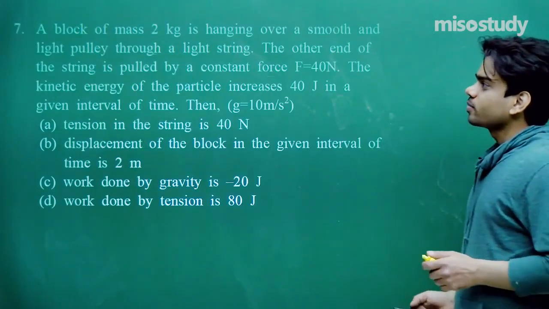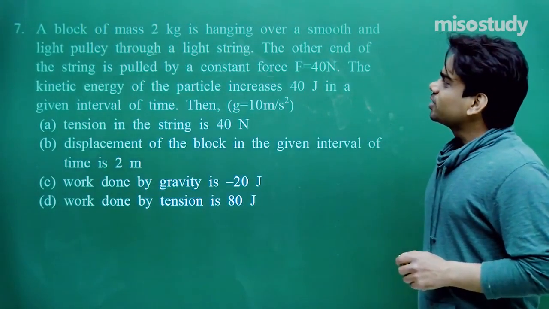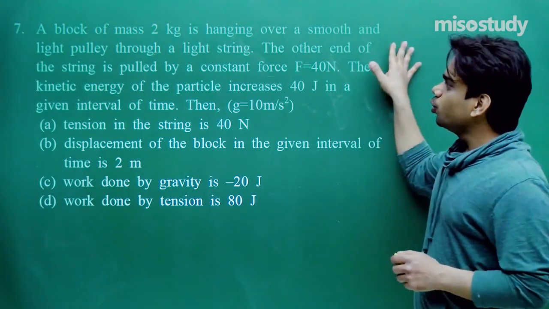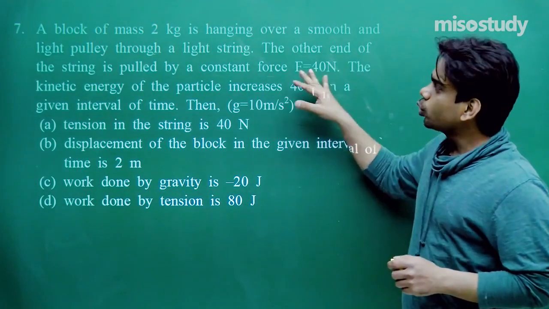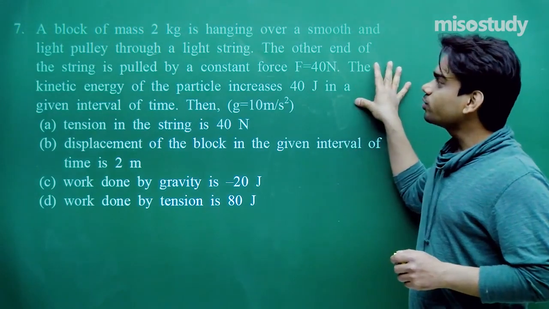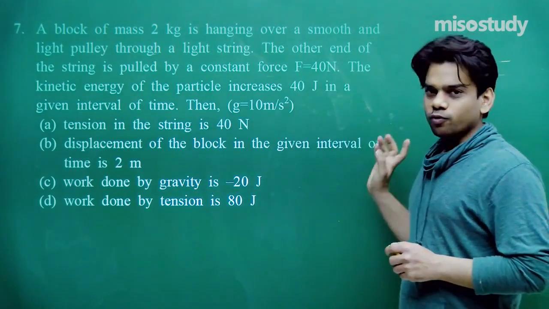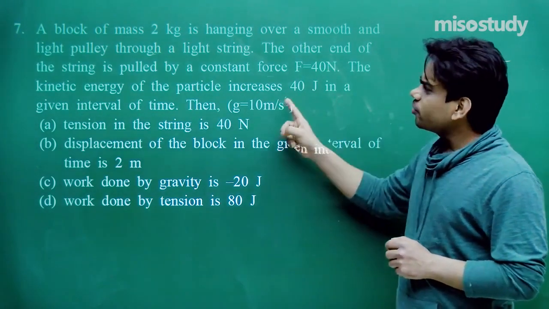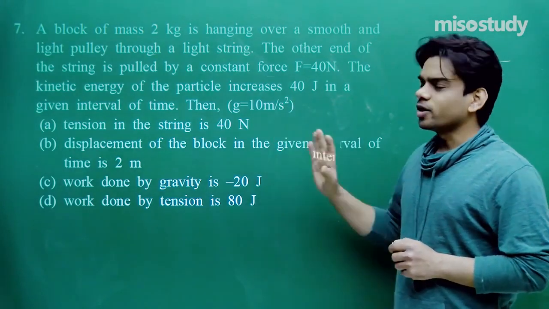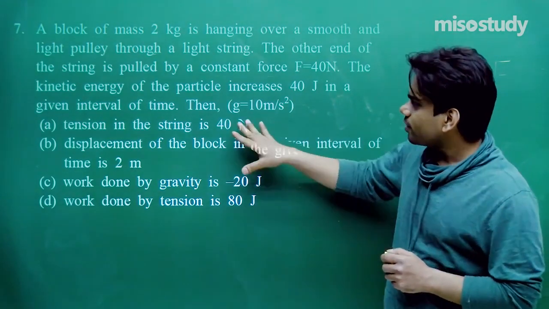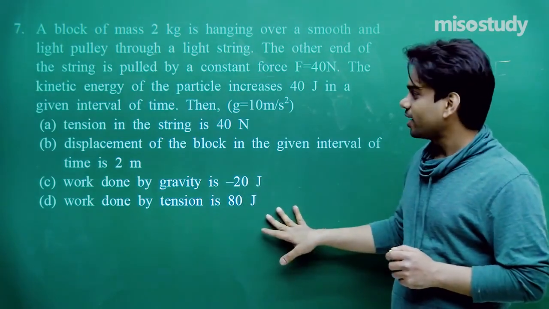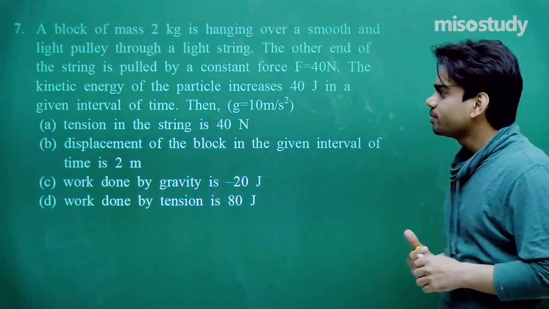Question number 7. A block of mass 2 kg is hanging over a smooth and light pulley through a light string. The other end of the string is pulled by a constant force F equal to 40 Newton. The kinetic energy of the particle increases by 40 joule in a given interval of time. Then we have to choose which of the options actually matches with the right answer. g is given as 10 meter per second squared.